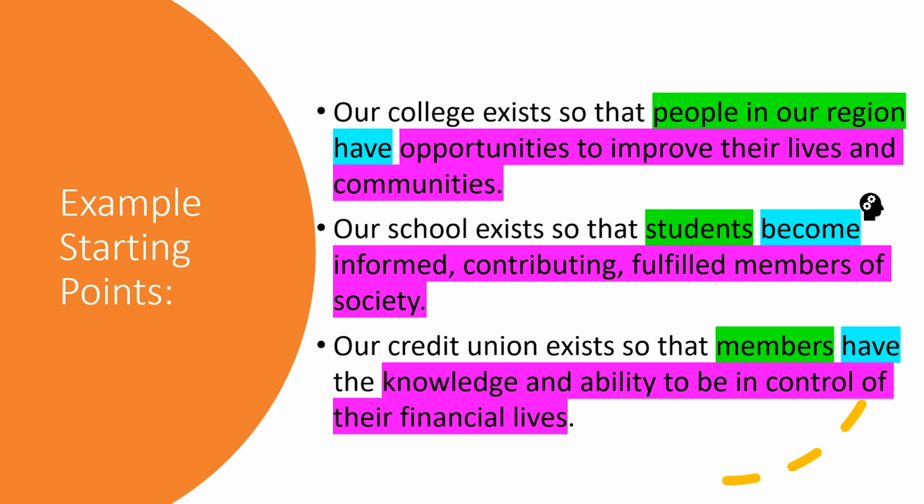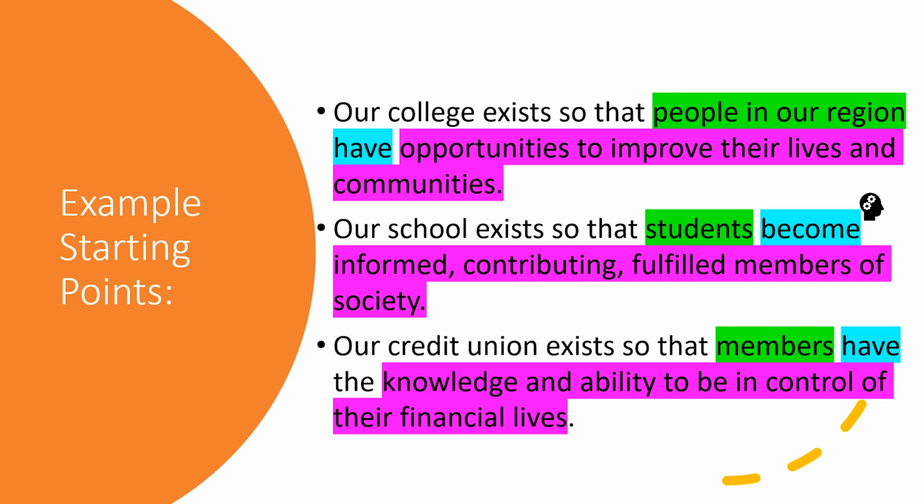Our school exists so that students become informed, contributing, fulfilled members of society. Our credit union exists so that members have the knowledge and ability to be in control of their financial lives. We have a moral owner, we have what they end up with, and the transitional verb.